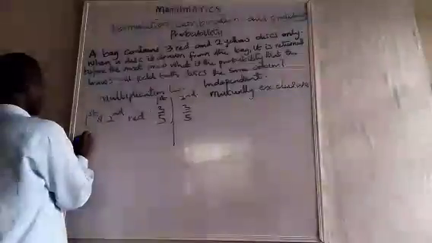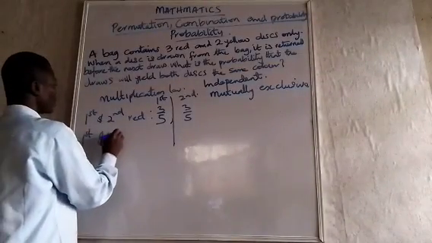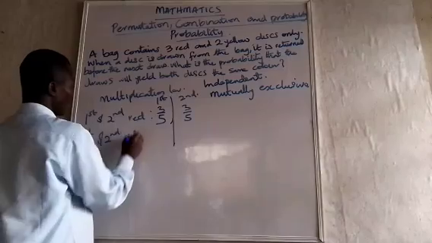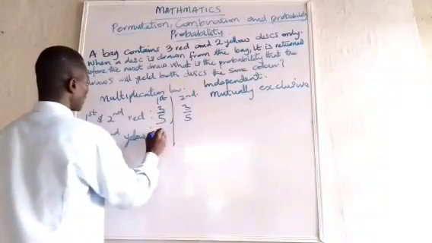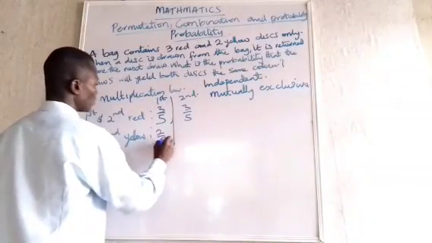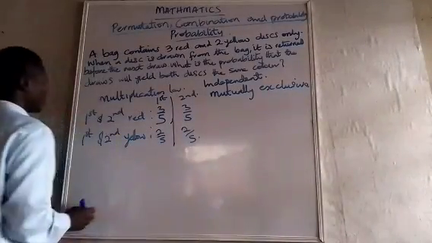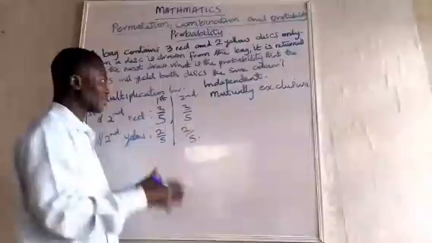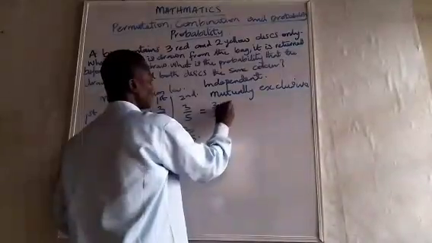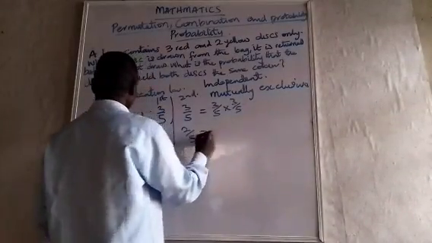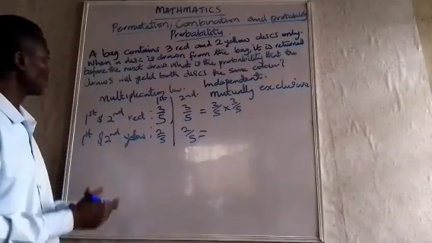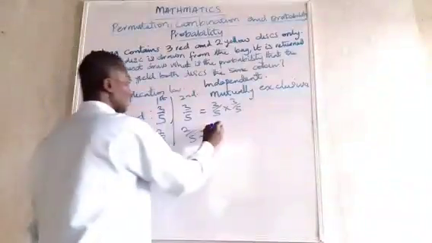Now, let's look at first and second being yellow. The probability of the first one being yellow will be 2 over 5. The probability of the second one being yellow is 2 over 5. Now, the probability of the first and second being red will be equal to 3 over 5 times 3 over 5. The probability of the first and second being yellow will be 2 over 5 times 2 over 5.